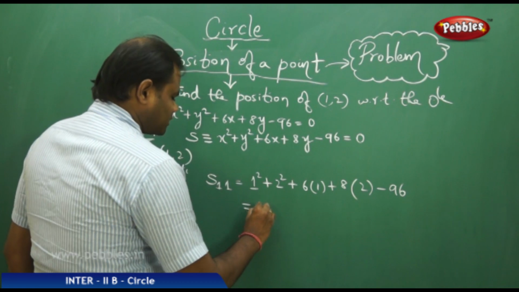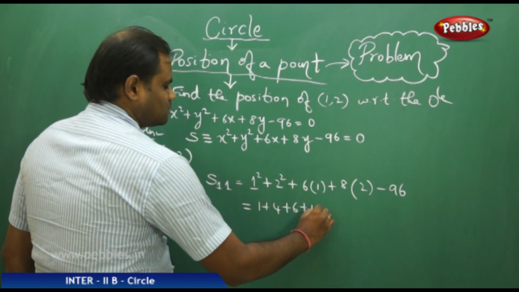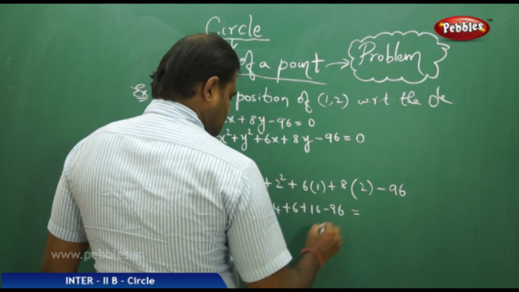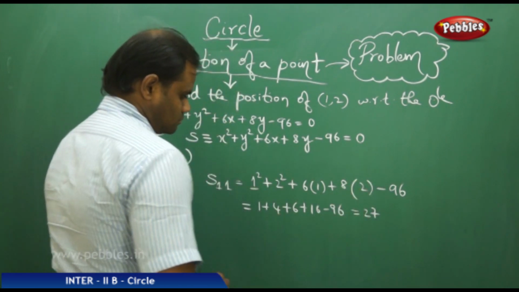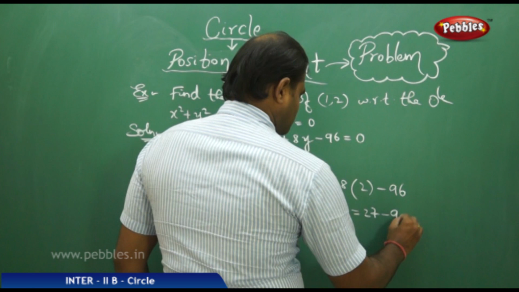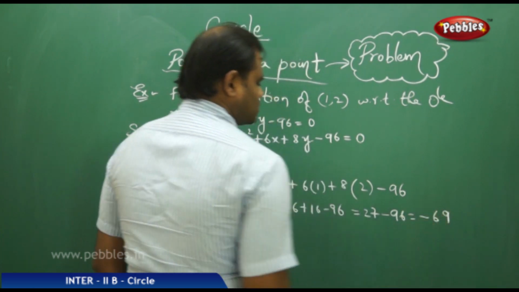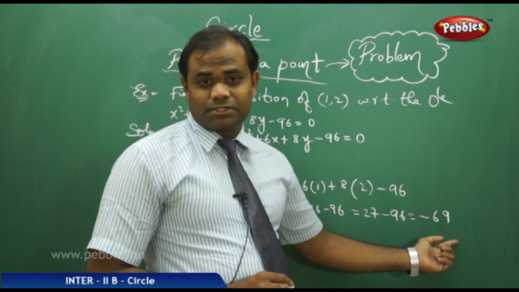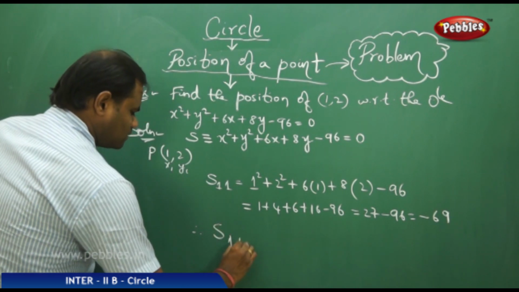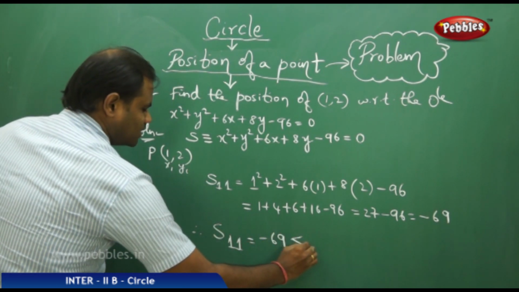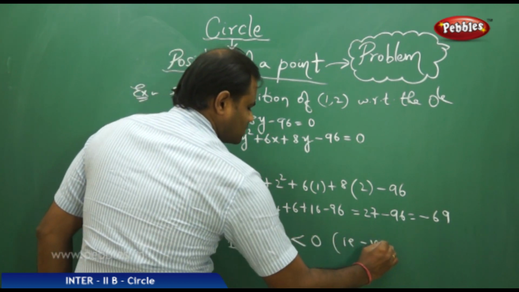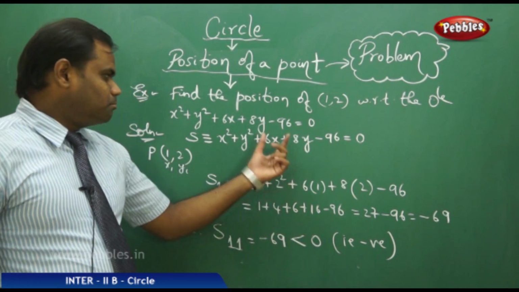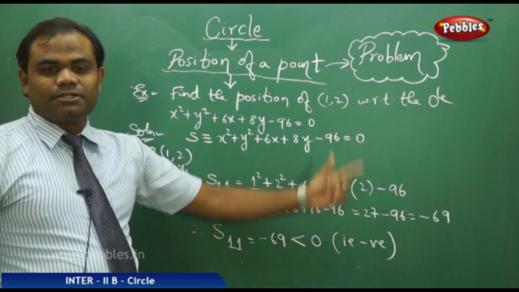On simplification this gives 1 plus 4 plus 6 plus 16 minus 96. So 27 minus 96, that is minus 69. As I clearly see, my S11 is a negative value, that is minus 69. Therefore S11 equal to minus 69 is less than 0, that is negative. And this decides that for a negative value, P lies inside the circle, it is an interior point.